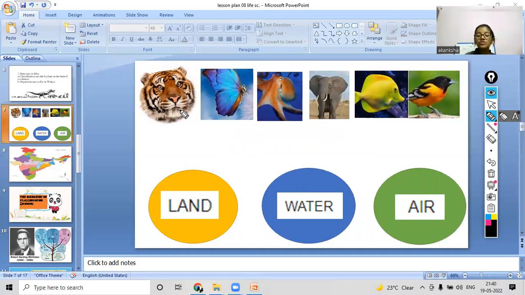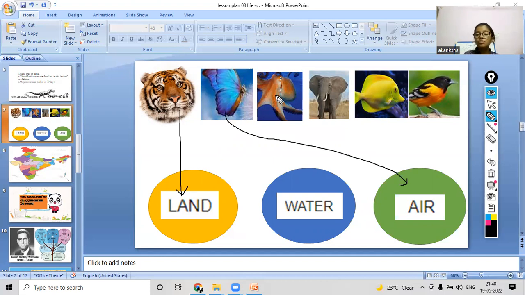Yes, it belongs to the land. Yes, very good. So now we have matched it. So this is what? This is an insect. Okay, which insect is it? Yes, it is a butterfly. So in which habitat does this butterfly belong? Yes, in air. Very good.